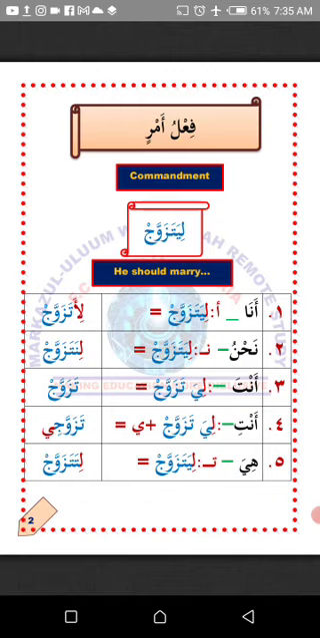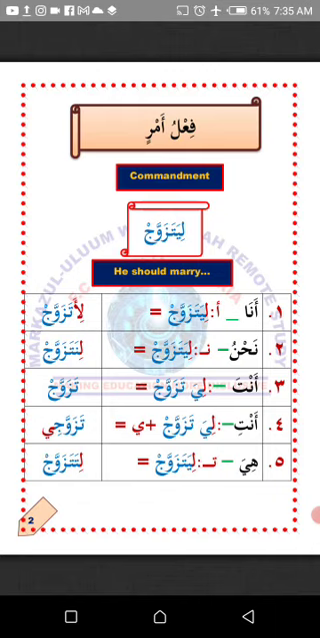Liyatazawwaj simply means he should get married. He in Arabic is huwa, which is the opposite of hiya, she. So how do we now change the verb liyatazawwaj to suit the following pronouns? Wahid, number one. Ana, I. All you need to do is to detach ya'un and attach alifun. So the verb liyatazawwaj will now become li'atazawwaj, which means I should get married.